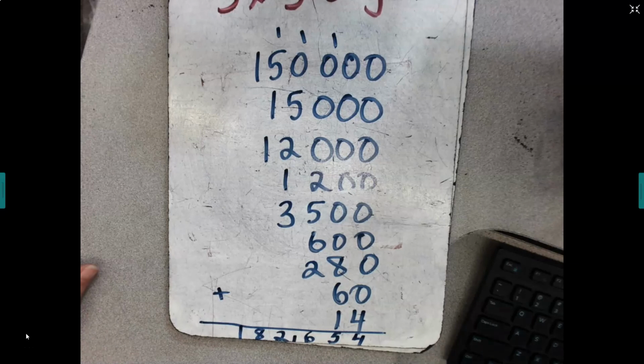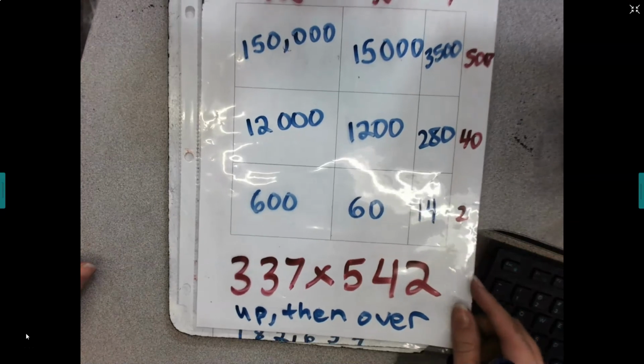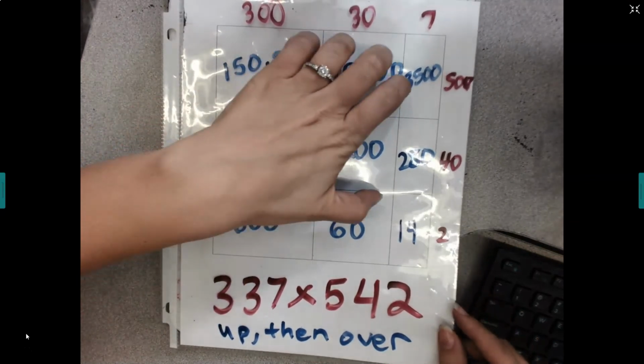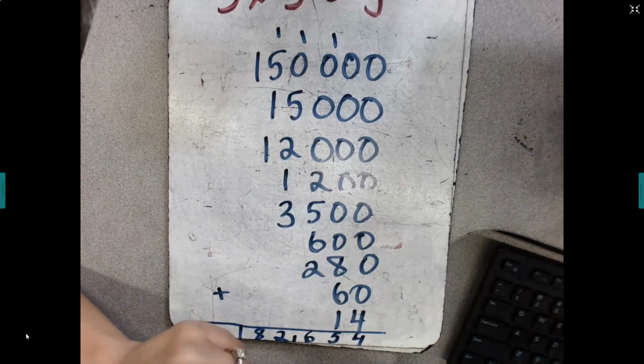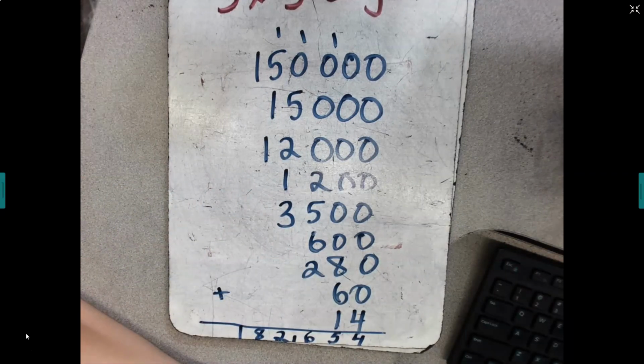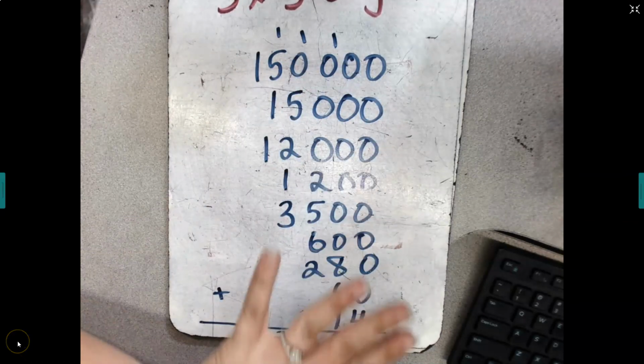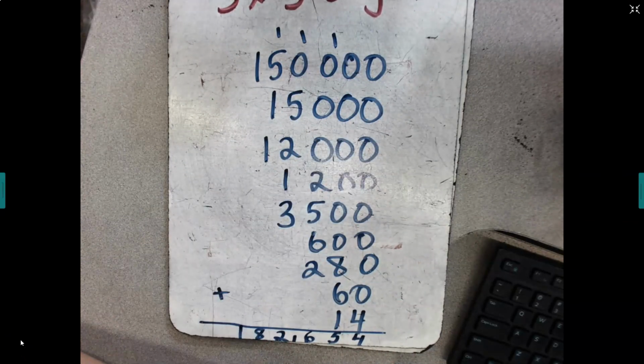So again, some people really, really like to use the area model, but when we get to have really big numbers, I want you to try the other method and see if that works for you, because this is a lot of addition, a lot of places for you to make a little mistake.